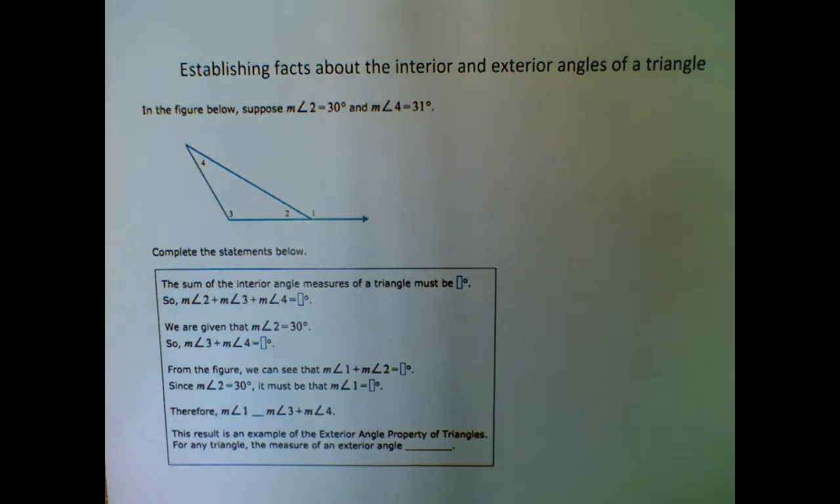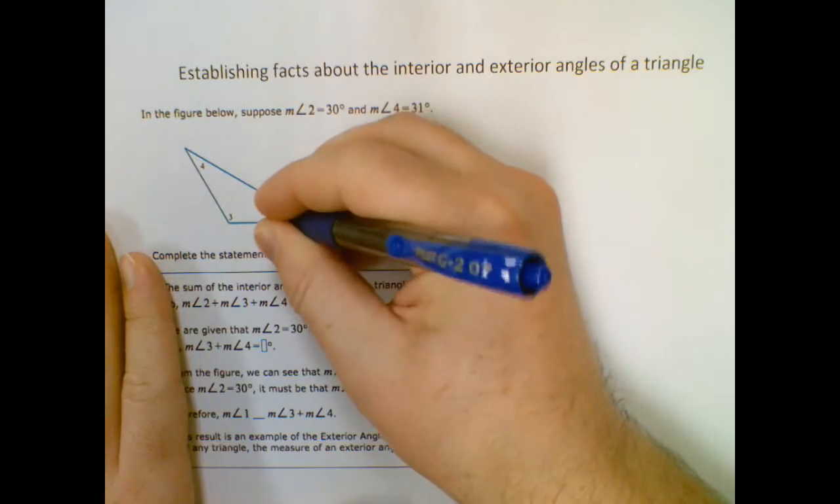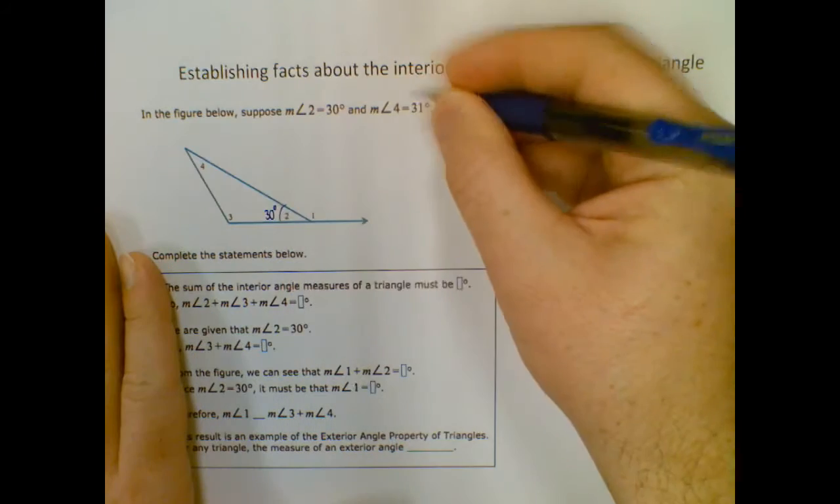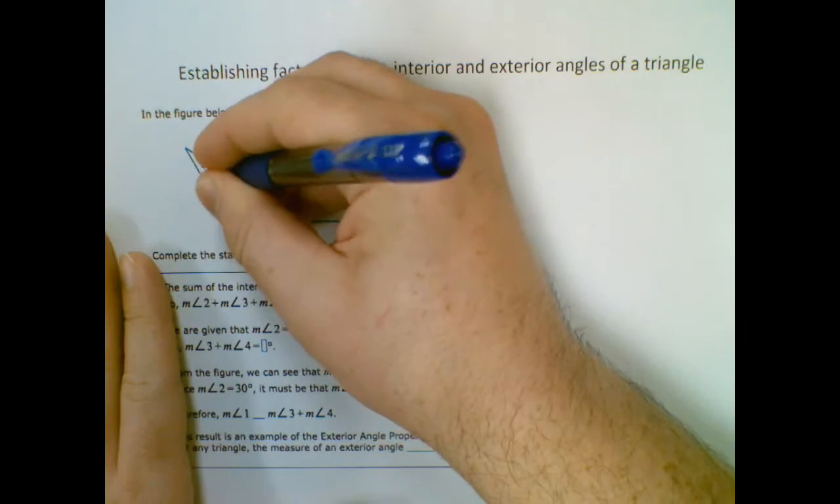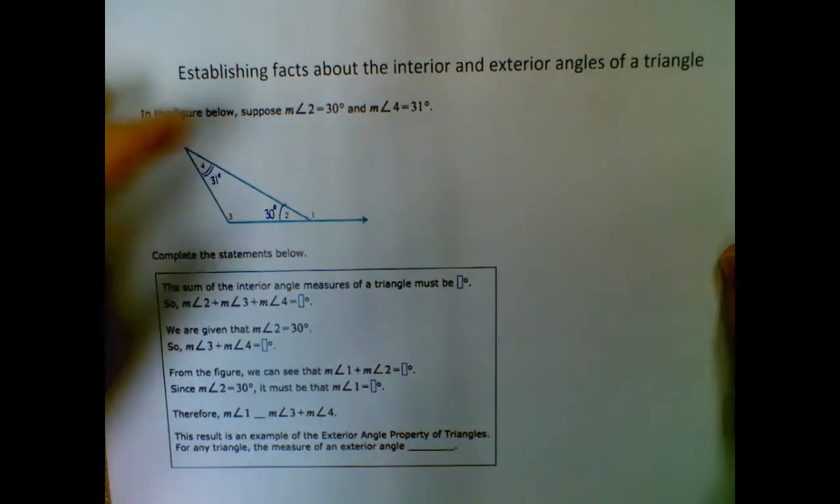Today we're going to be looking at the ALEKS topic, establishing facts about the interior and exterior angles of a triangle. So, we have a picture here. We know that the measure of angle 2 is 30 degrees, and the measure of angle 4 is 31 degrees. Alright, so we got 30 and 31.